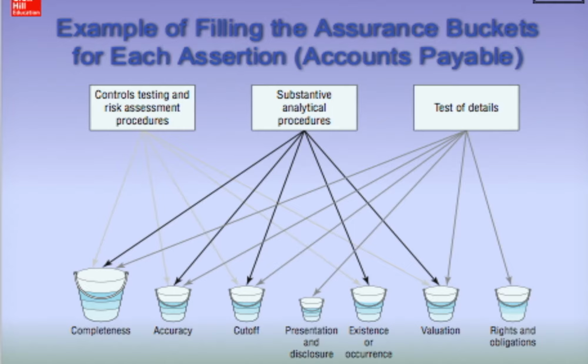Depending on the various scenarios and the various details, obviously this is going to be very ad hoc, but each different assurance bucket for each assertion can be filled in different ways and can be made up of different levels of the various components.